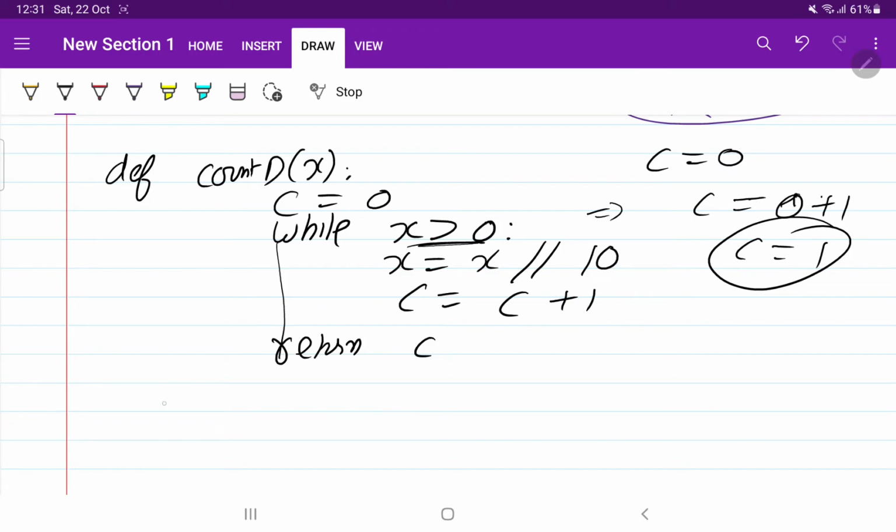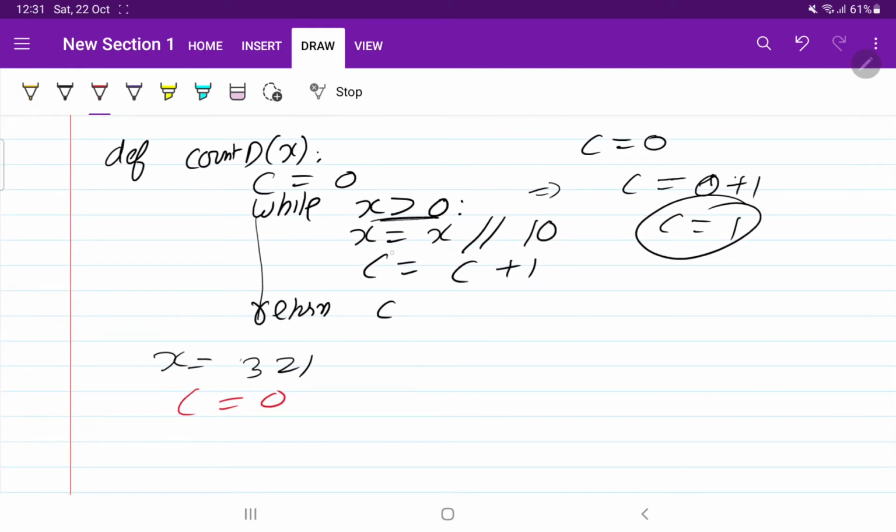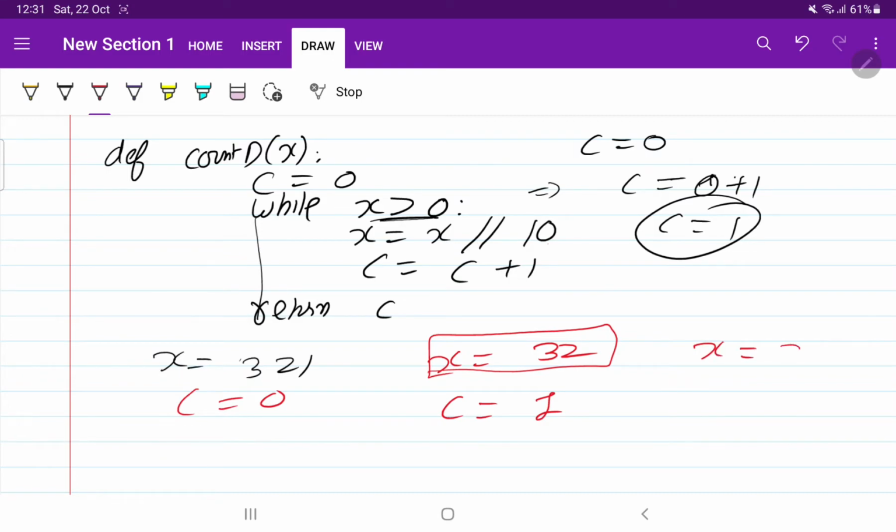So let us dry run again. Let's say x is equal to 321. This is our number. First of all, the count value is 0 and x value is this. First we are going to divide x by 10. So x value will be 32, but count will be increased to 1. Now it will check if x is greater than 0. Yes, it is greater than 0. Again it will divide by 10, so we will get 3, but count will be increased by 1. So we will get count as 2.